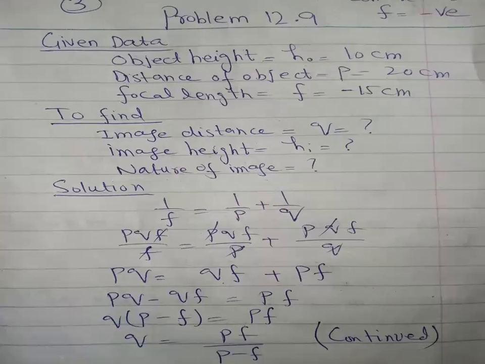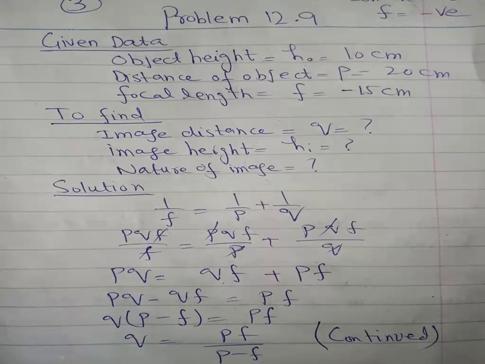Now I'm moving towards problem number 12.9. First of all, I read problem 12.9. An object of 10 centimeter height, which means the height of the object is 10 centimeters, is placed at a distance of 20 centimeters, which means P is 20 centimeters, from a concave lens.